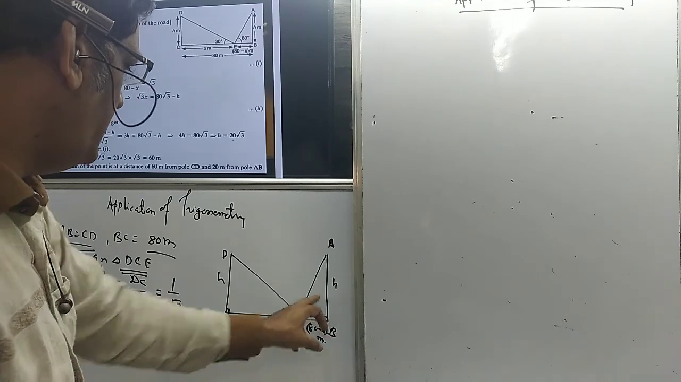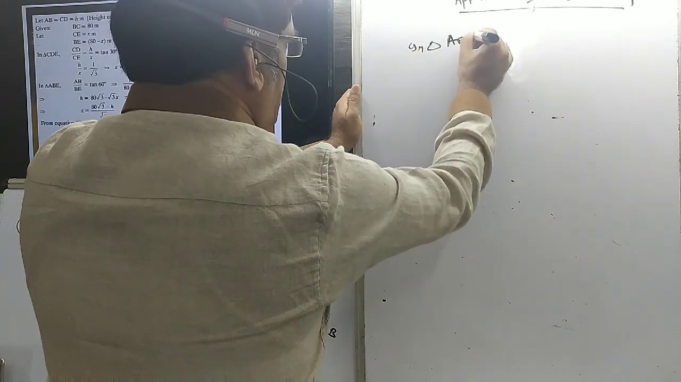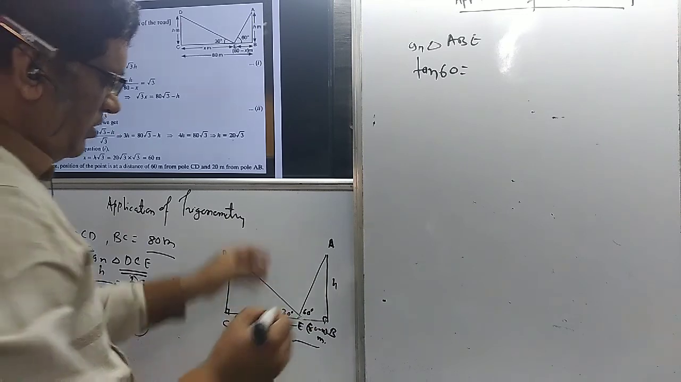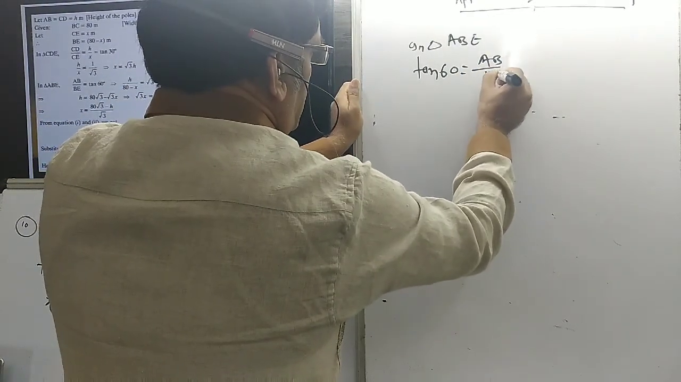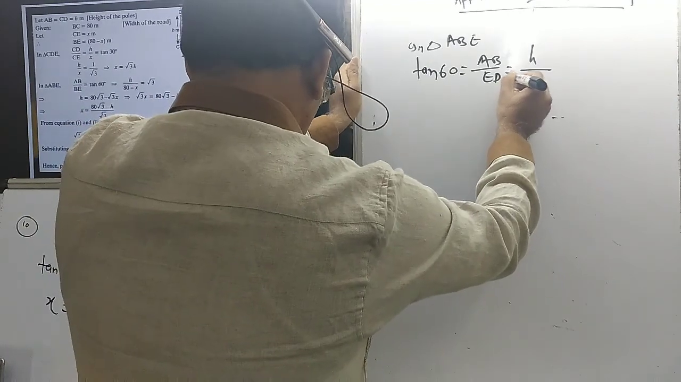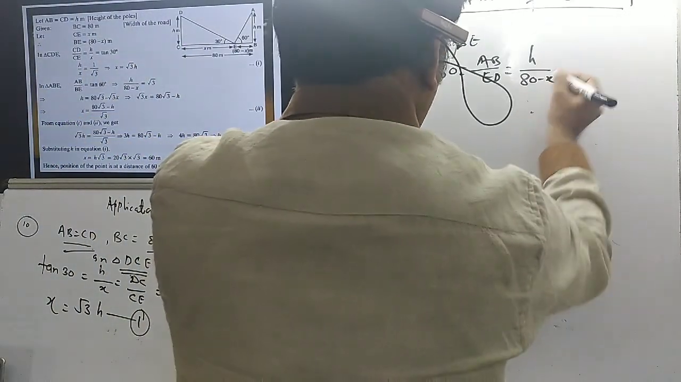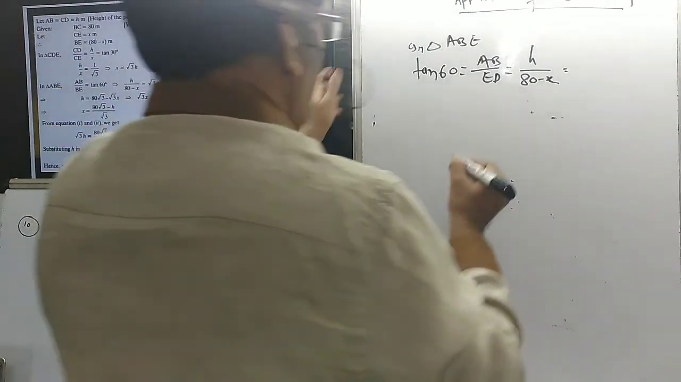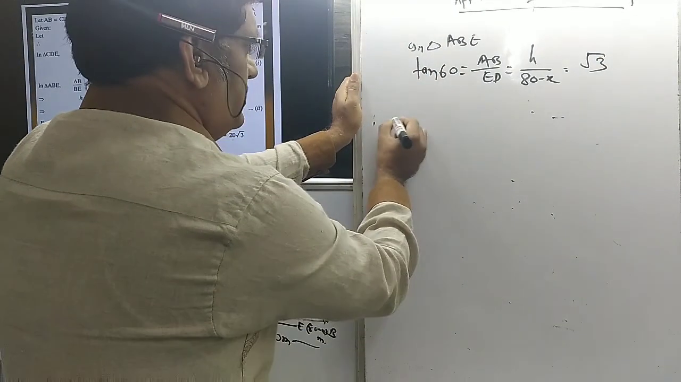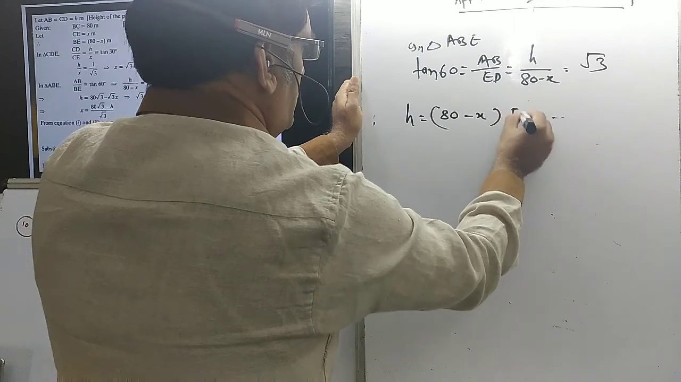Now we can apply the trigonometric function tan, because tan consists of this h and 80 minus x. So we can apply tan 60 over here in triangle ABE. Tan 60 is equal to AB upon EB, that is h, because the heights of these poles are the same, and EB is equal to 80 minus x. But x can be replaced by root 3 h. Tan 60 is equal to root 3. So if you do cross multiplication, h equal to 80 minus x into root 3.